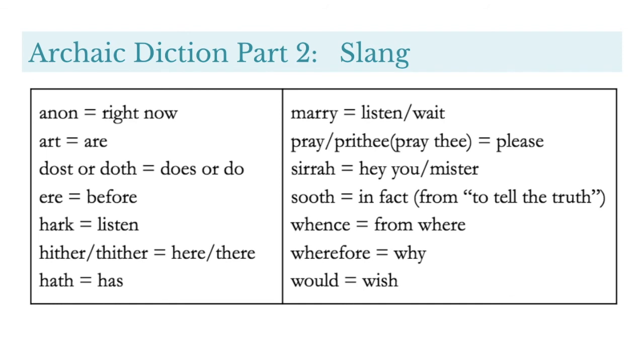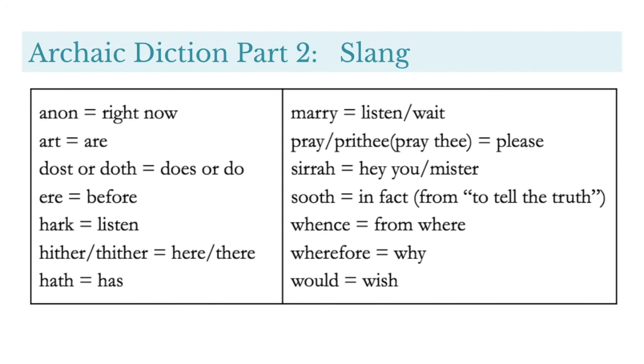Pray or prithee, it's a shortening of pray thee, basically just means please. So if a character says pray you, they're not asking that character to go to church. They're asking that character to please do something. Sirrah basically just means hey you or mister. It's actually kind of a derogatory term. They used it for servants and people who they didn't really care about.